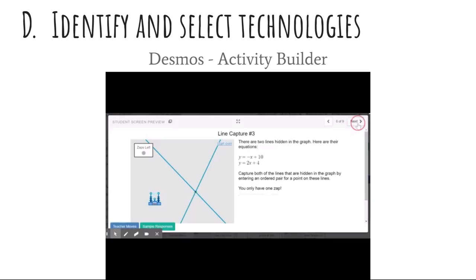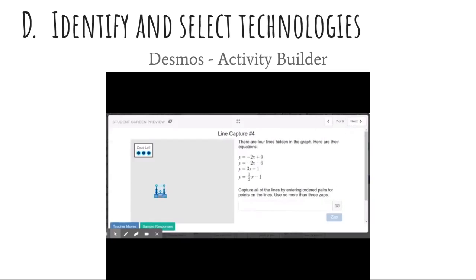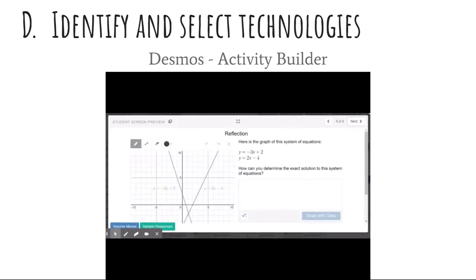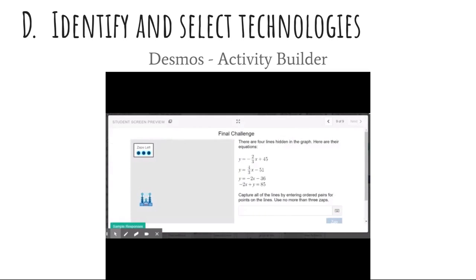It goes on then with a challenge problem that if students are finishing up the activity quickly, they can go there. And then we would end as a class on this reflection question. And even another challenge with a little bit more complicated equations for students who feel like they're ready for that.